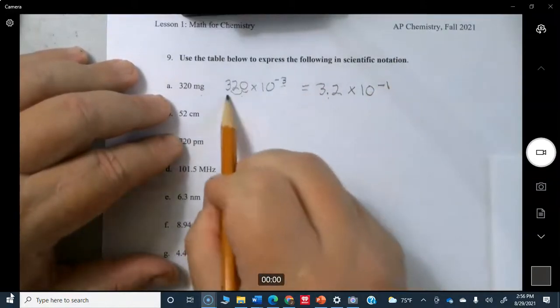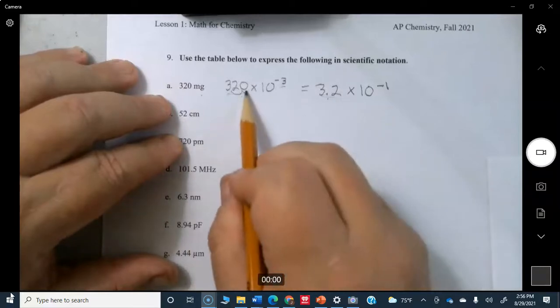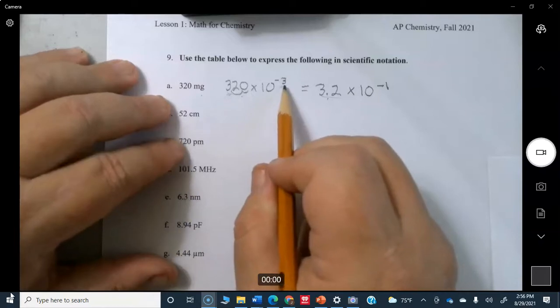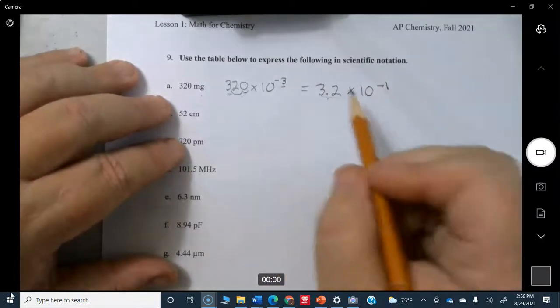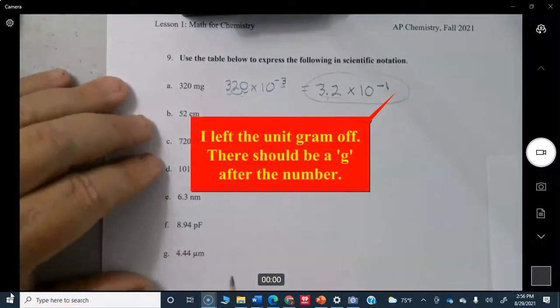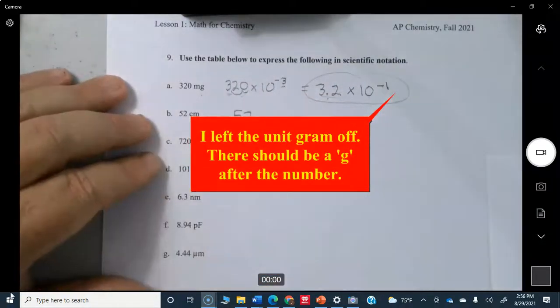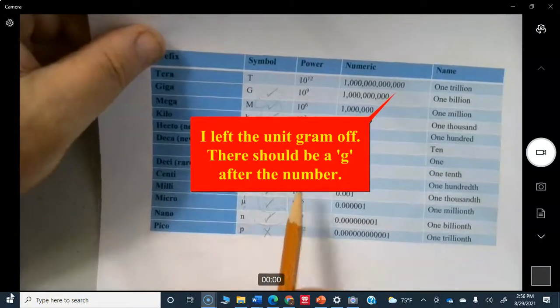So again, we made this number smaller going from this to this, and it was 2 positions that we moved the decimal over. So we have to make this 2 positions bigger to offset that. And bigger from a negative number is going in the positive direction, from negative 3 to negative 1. So there's your answer. Okay, 52. Come over here. It's centimeters, cm. So you come over here. Centimeters is 10 to the negative 2nd.